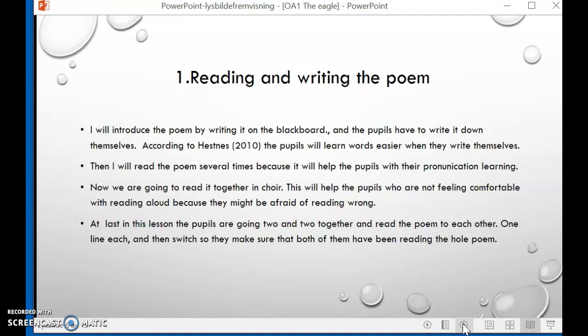Now we are going to read it together in choir. This will help the pupils who are not feeling comfortable with reading aloud because they might be afraid of reading wrong. At last in this lesson, the pupils are going 2 and 2 together and read the poem to each other, 1 line each, and then switch so they make sure that both of them have been reading the whole poem.